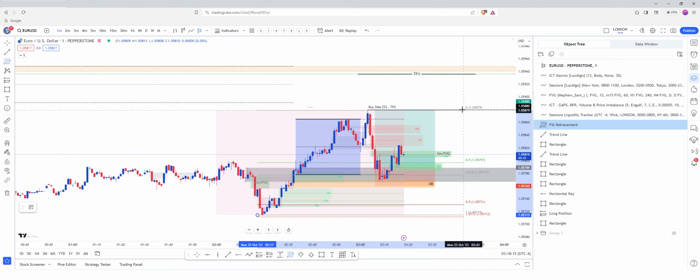Additional confluence that's not on the screen at the moment is that is the optimal trade entry as well. Look, the breaker block is in optimal trade entry. So unicorn entry, breaker block, fair value gap, inversion fair value gap, order block, and optimal trade entry all in one place.